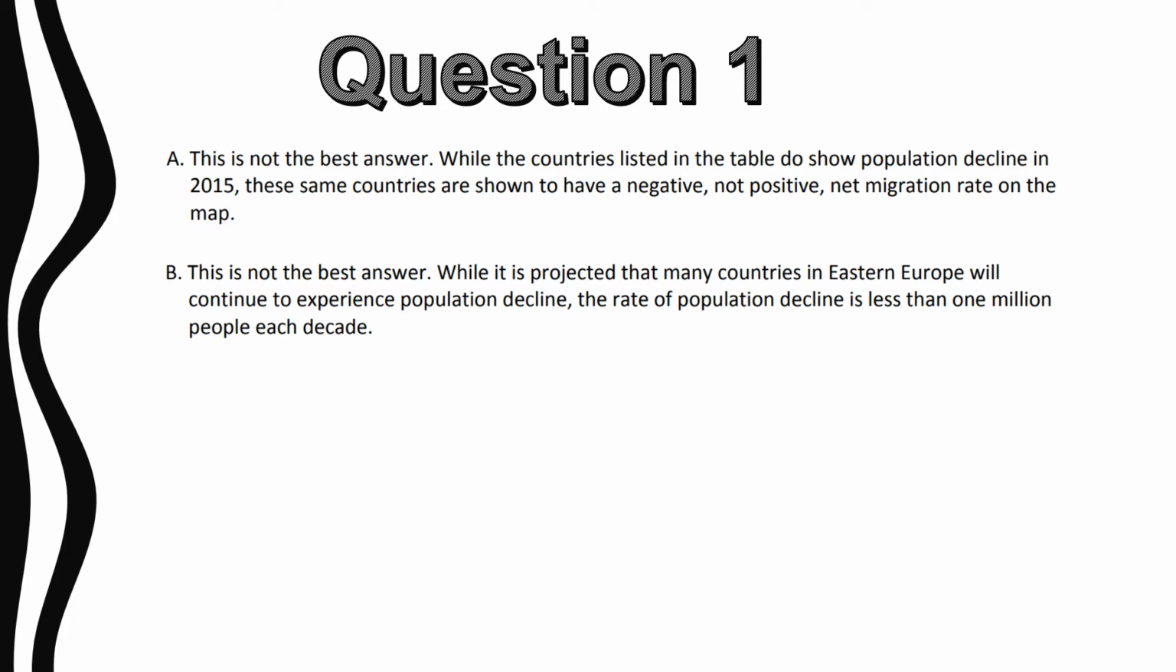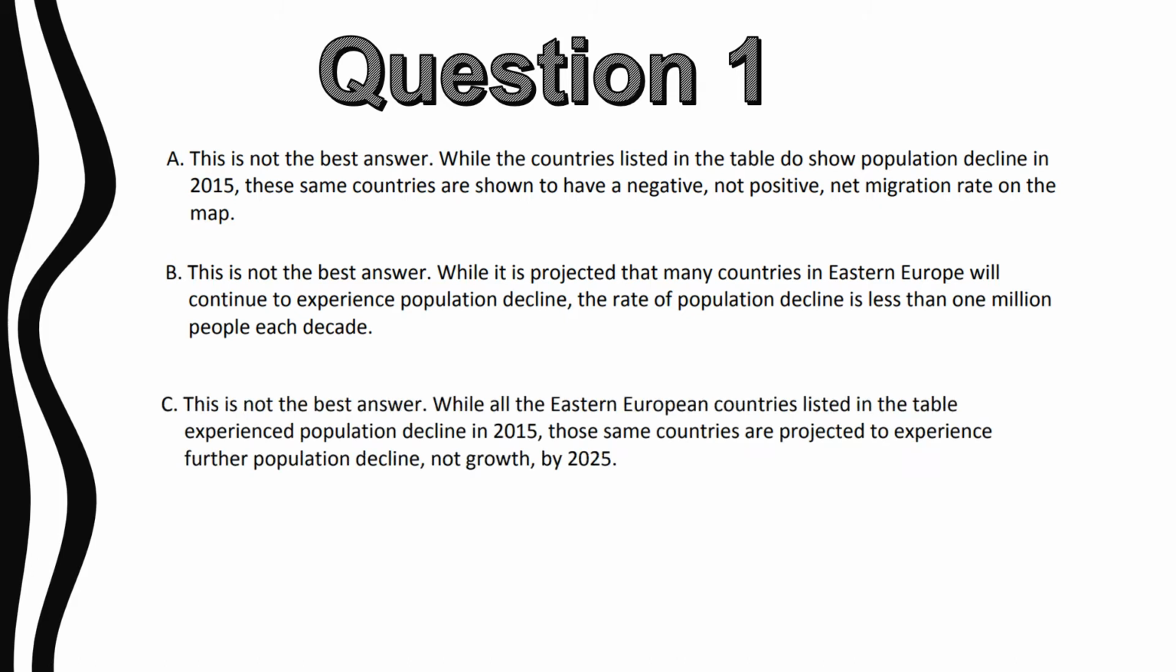Answer B was not the best answer either. While it's projected that many countries in Eastern Europe will continue to experience population decline, the rate of population decline is less than 1 million people each decade. The answer had said that it was over 1 million, so it's not. Answer C is also not the best answer. It said the Eastern European countries that experienced population decline in 2015 are projected to experience population growth by 2025. Nope, these sources show that they're going to continue to decline.